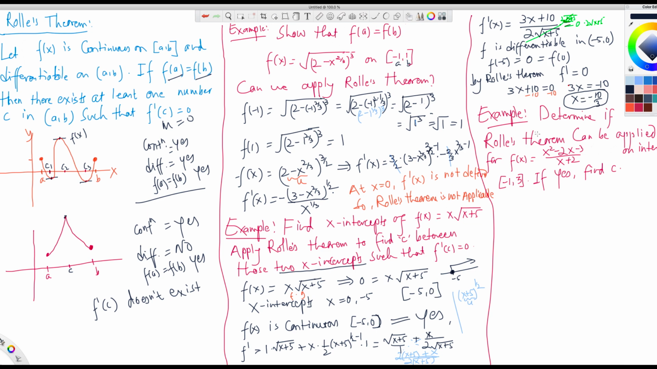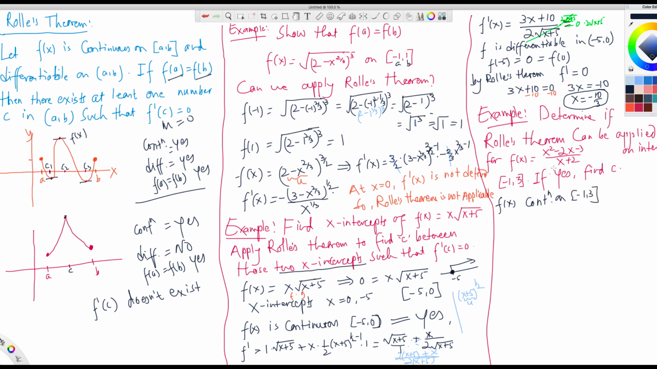Let us do one more example here. Determine if Rolle's theorem can be applied for f(x) equals that on the interval negative 1, 3. Okay, so how do I do that again? You need to check all those three things, right? So number one is, is f(x) continuous on negative 1, 3?